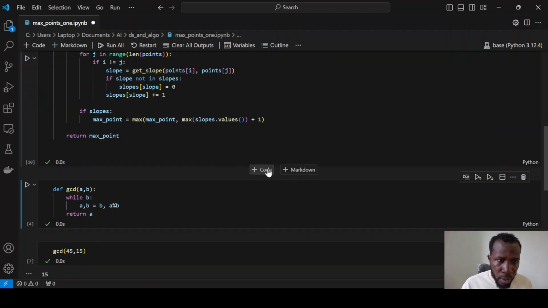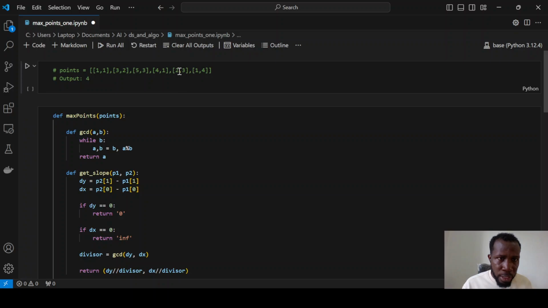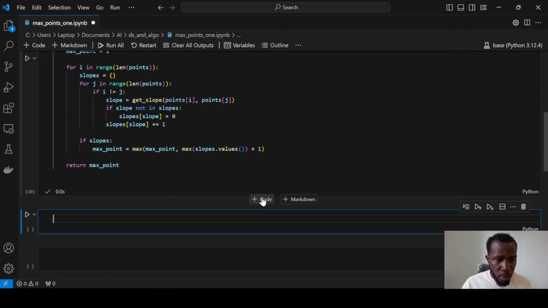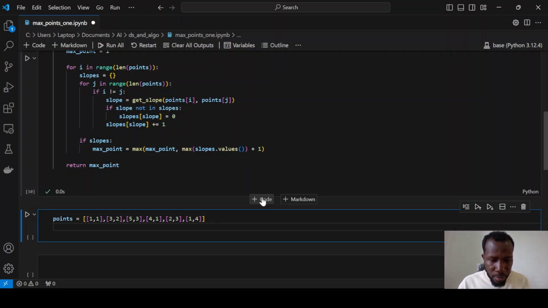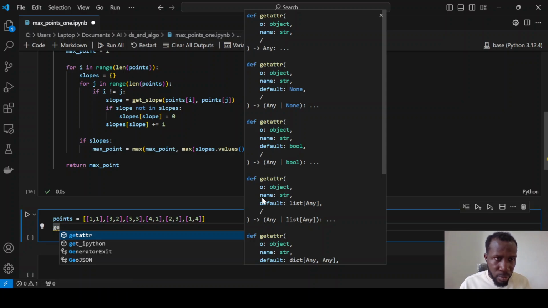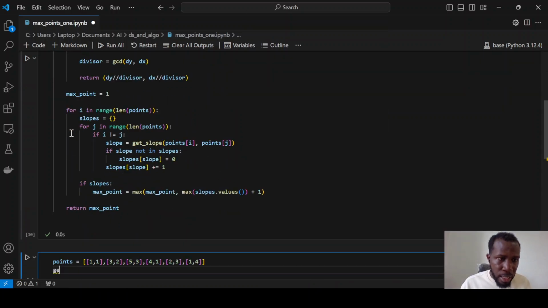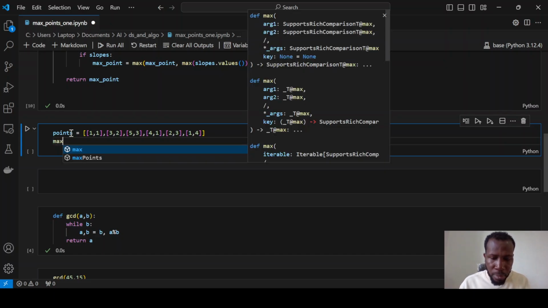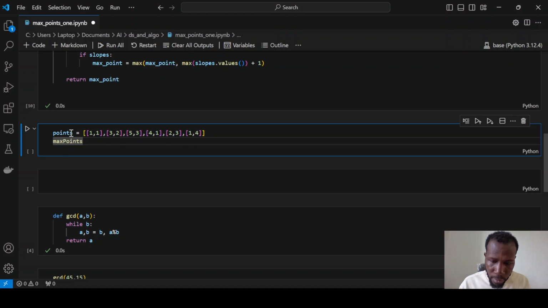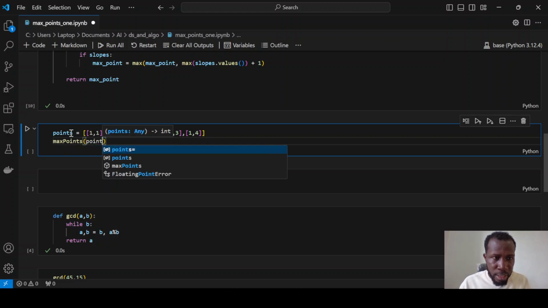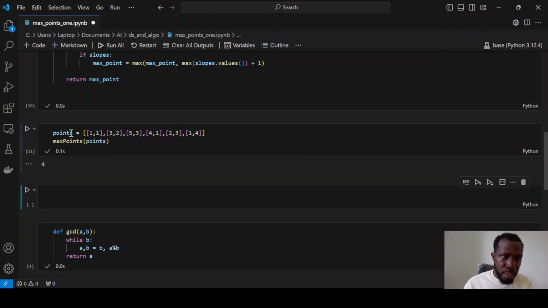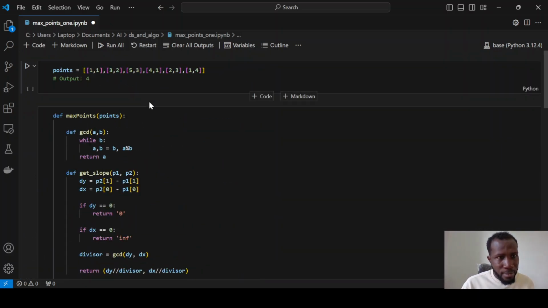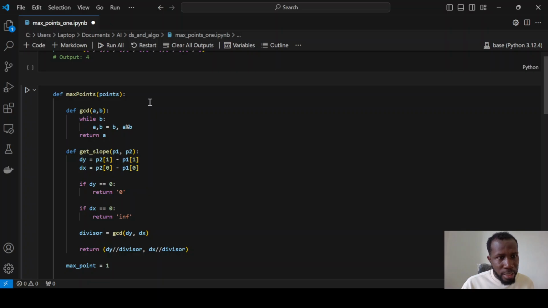I think it's done. So if you check our points here, these are our points. We're going to copy. It's supposed to give us 4. And then get the maximum points, repeating this as our value. This gives us 4. So the answer is correct.